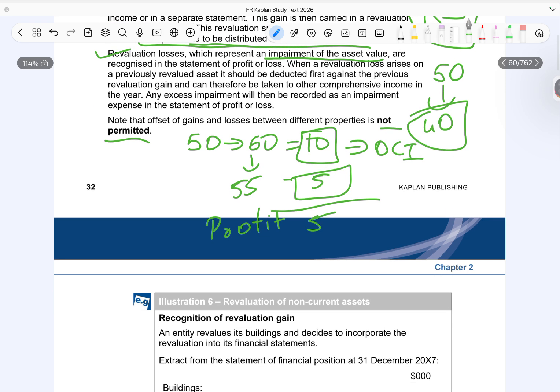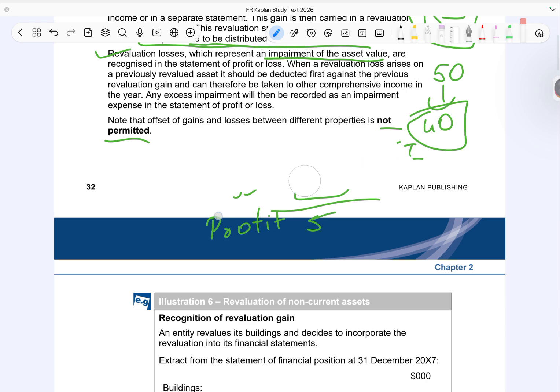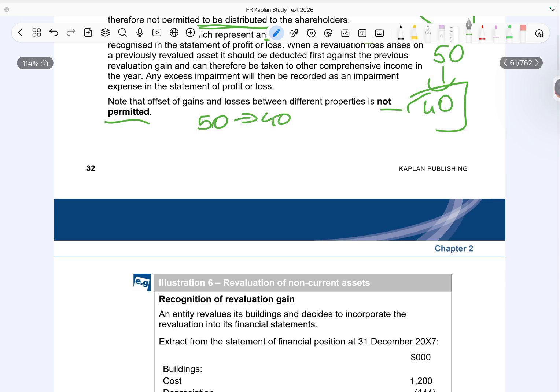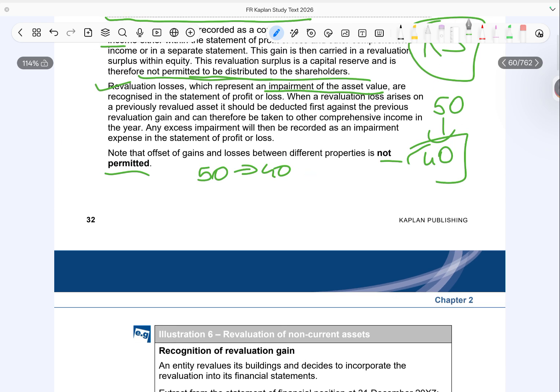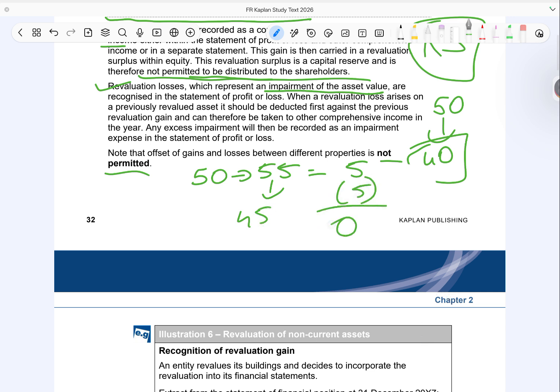But if you do not have any previous gains, and your property fair value falls from 50 to 40, you have to show it in your statement of profit and loss. And maybe one more example: if your property was revalued from 50 to 55, you have a gain of 5, but now it has fallen to 45, so you have a loss of 10. So first you will deduct that 5 from your OCI. Your OCI balance should be 0, and then in your PNL you will show the 5 rupees loss.